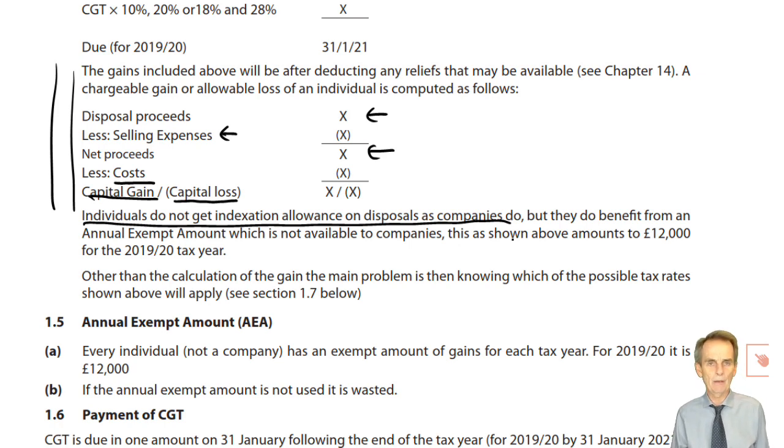There is no relief for the effects of inflation. It is a straight comparison of what are your net proceeds of sale and what is the total of all of your allowable costs over the period of ownership of that asset.